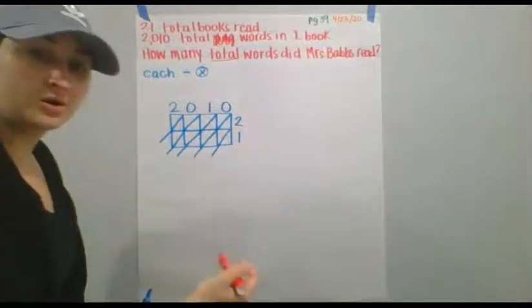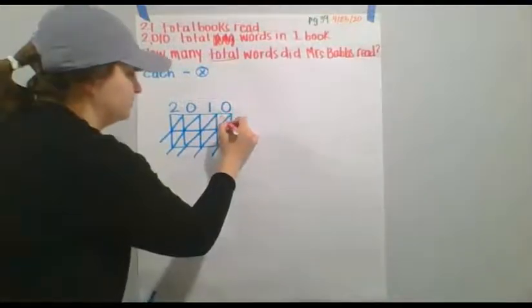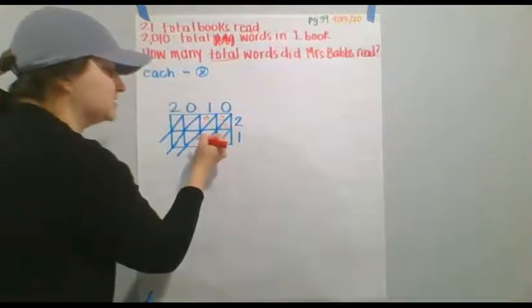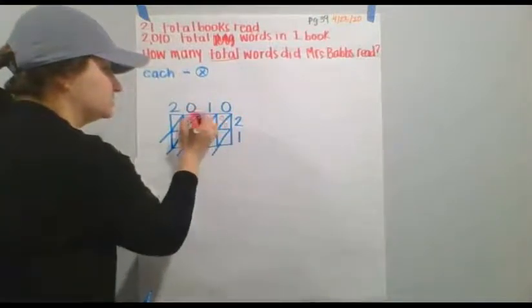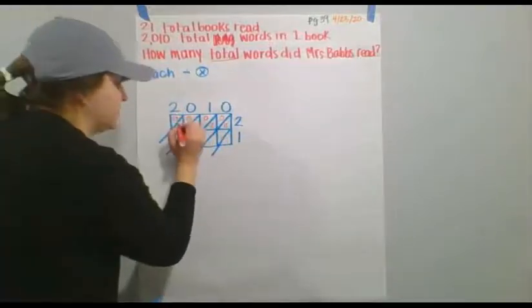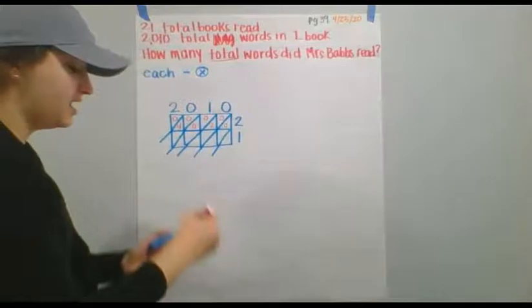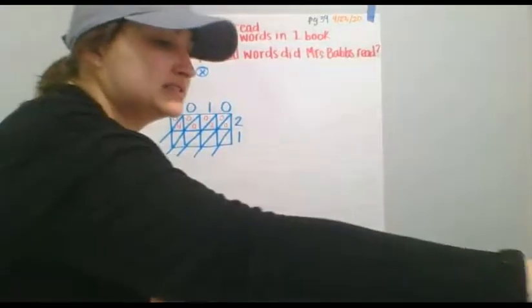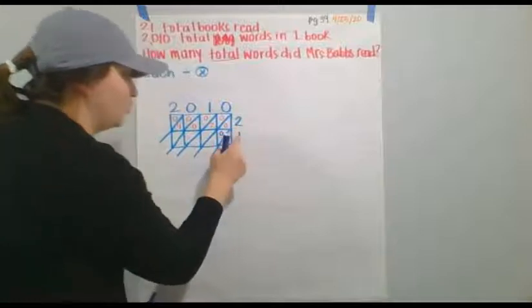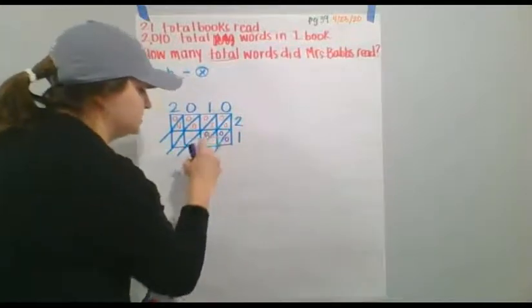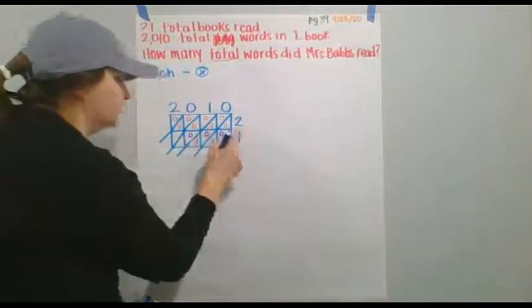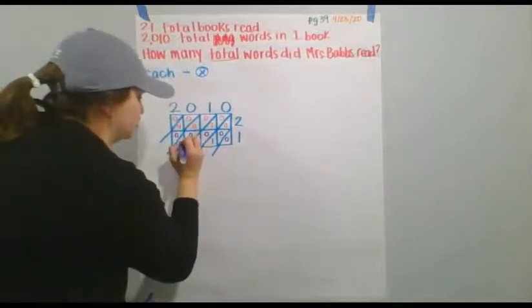Anything times 0 is always going to be 0. 2 times 1 is 2. In the number 2, we have 0 tens and 2 ones. 2 times 0 is 0. And 2 times 2 is 4, which is 0 tens and 4 ones. And then along the bottom, we're going to do the same thing. 1 times 0 is 0. 1 times 1 is 1, 0 tens and 1 one. 1 times 0 is 0, and 2 times 1 is 2.